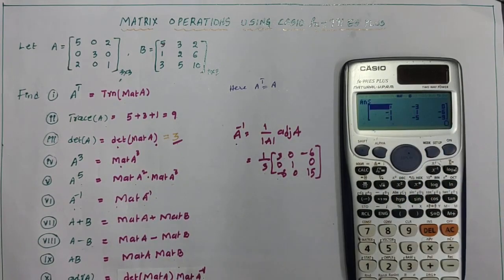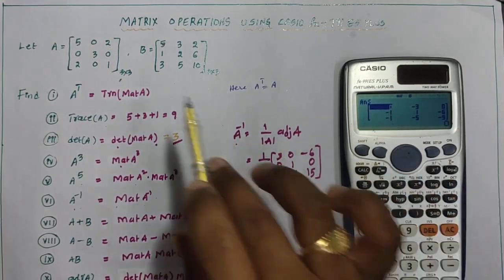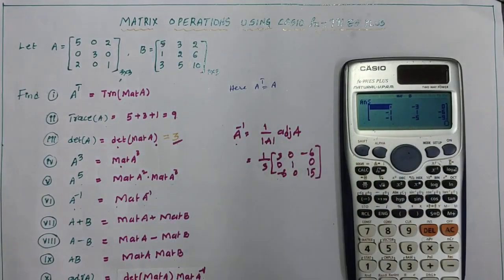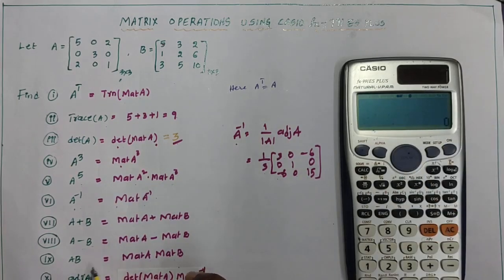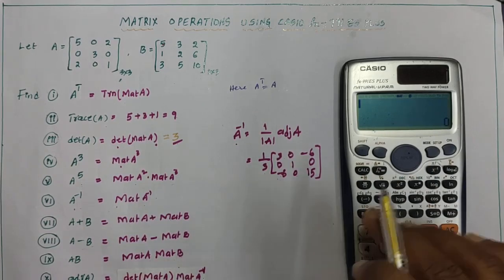These are the elements of A minus B. 5 minus 5 is a 0, 0 minus 3 is a minus 3 and so on. We got the correct values. Next, A into B. Now we have to multiply the A into B. The syntax for A into B is mat A into mat B.